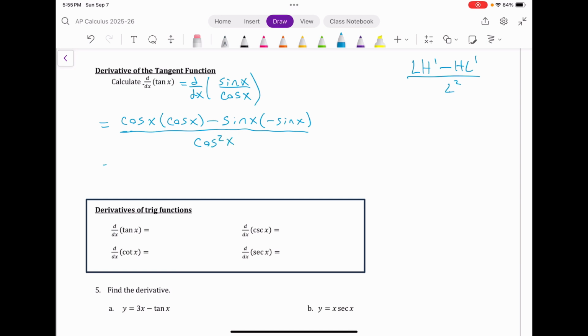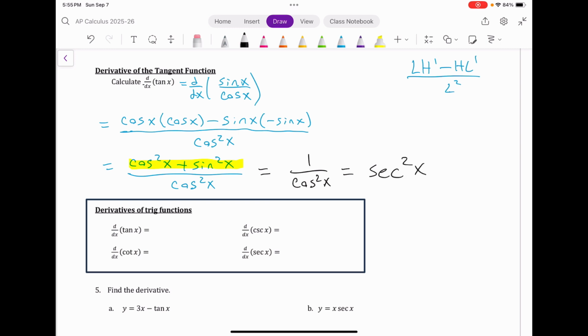Okay, so you might recognize that there is a trig identity in the numerator. So this expression is equal to 1. And what's the reciprocal of cosine? To clean it up, secant. So the derivative of tangent is equal to secant squared.